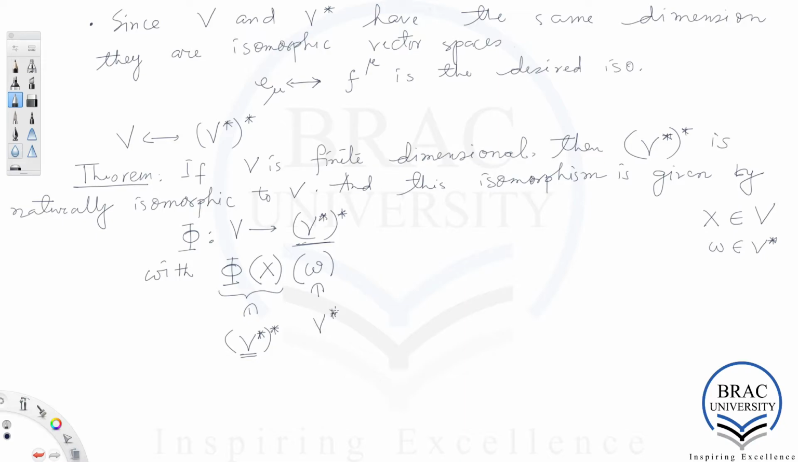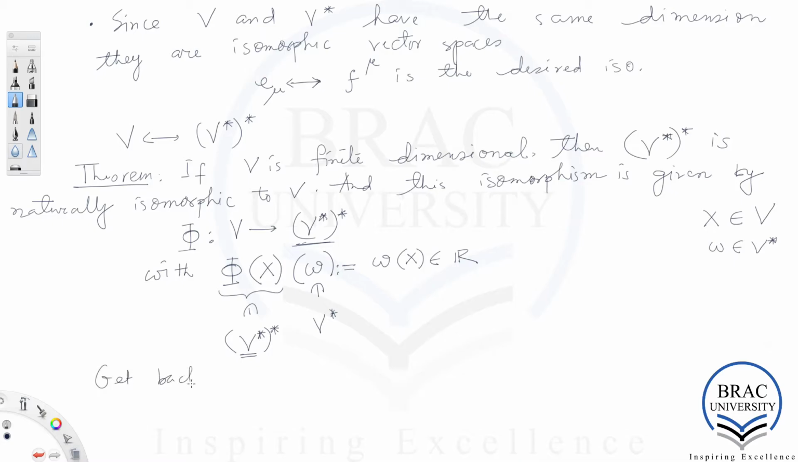So what is the result? An element of V star star is expected to act on an element of V star to give a real number. Well, that's how we define the dual. So it is expected to be a real number, and this real number is defined by this expression, because we already know that omega is in V star, and since X is in V, then omega acting on X is supposed to give you a real number. And that real number is precisely this real number.